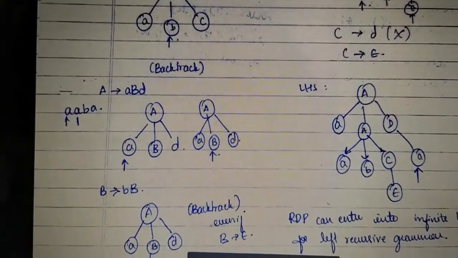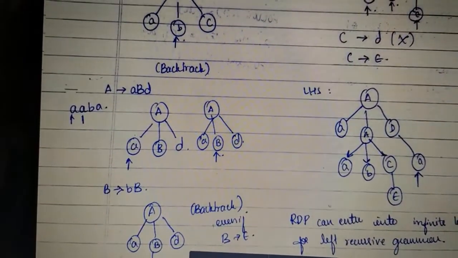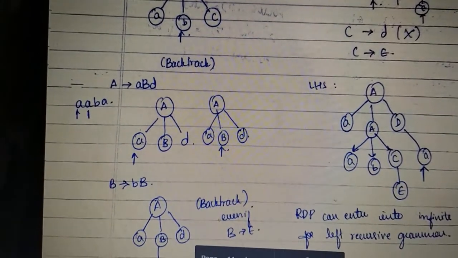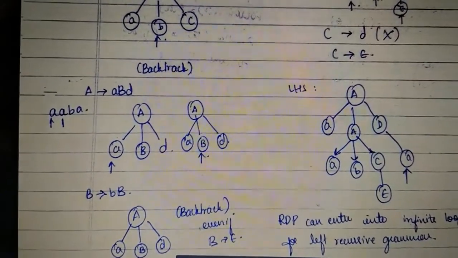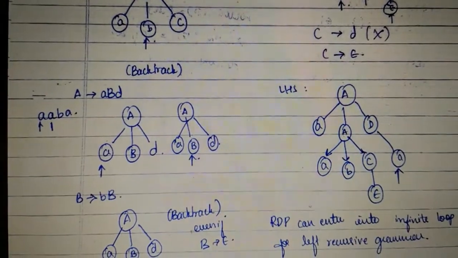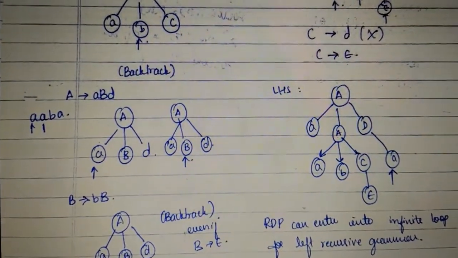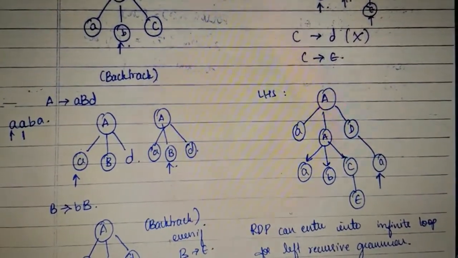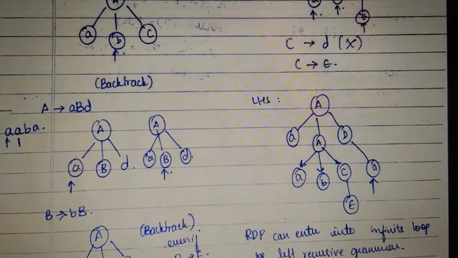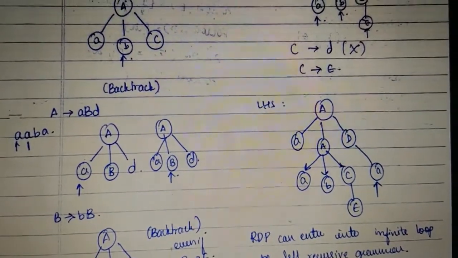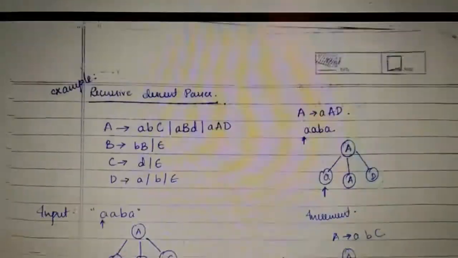This is how the backtracking works in recursive descent parser. I hope you all have understood how backtracking works and how the recursive descent parser is implemented through functions. So there is a procedure for each non-terminal in the production. I have already showed you.